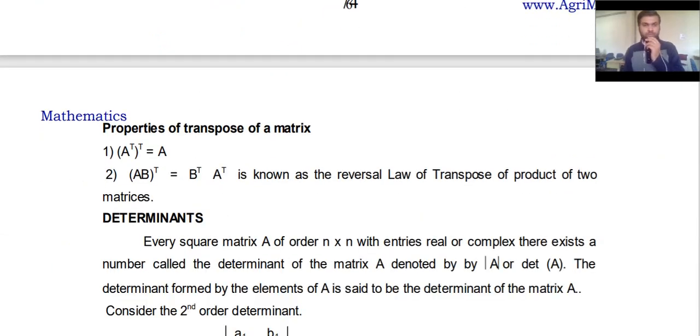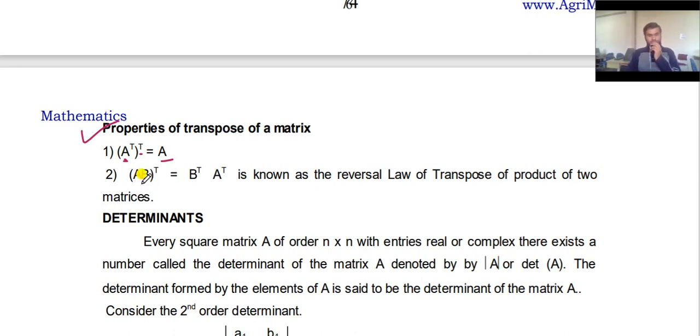Next, the properties of the transpose of a matrix. When we do the transpose of a matrix that is already transposed, A T is the transpose of matrix A. If we again transpose that matrix, the answer will be matrix A.